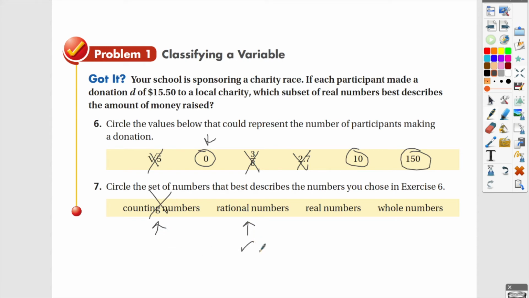Yeah, I mean, they're all rational numbers, absolutely. But again, rational numbers include the decimals, so we can't have rational numbers. What about real numbers? I mean, that's the whole basis of everything, right? This even says it's a subset of real numbers. So we know that, of course, they are real numbers, but again, it doesn't really hone in everything. But whole numbers hones in perfectly, because whole numbers is the exact same thing as counting numbers, but it starts at 0. And sadly, you can have 0 people donate.